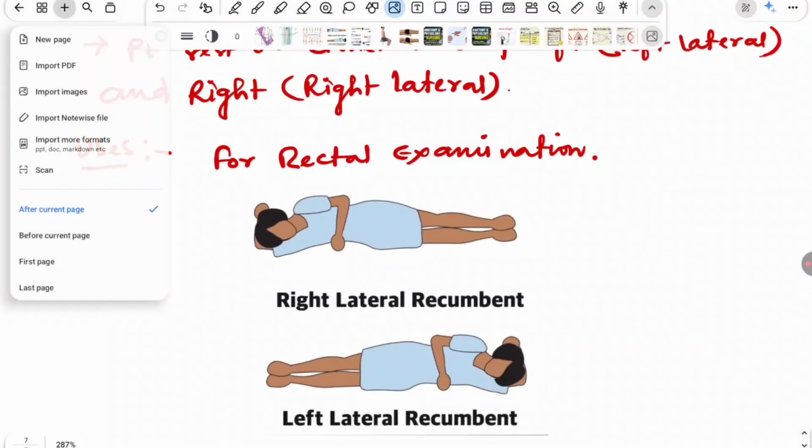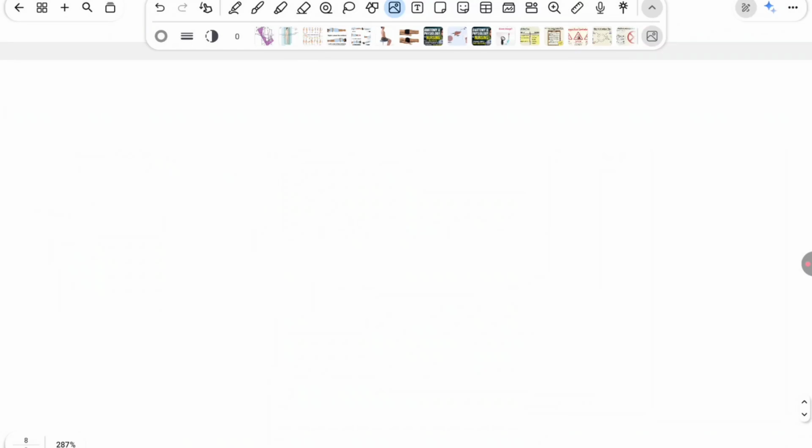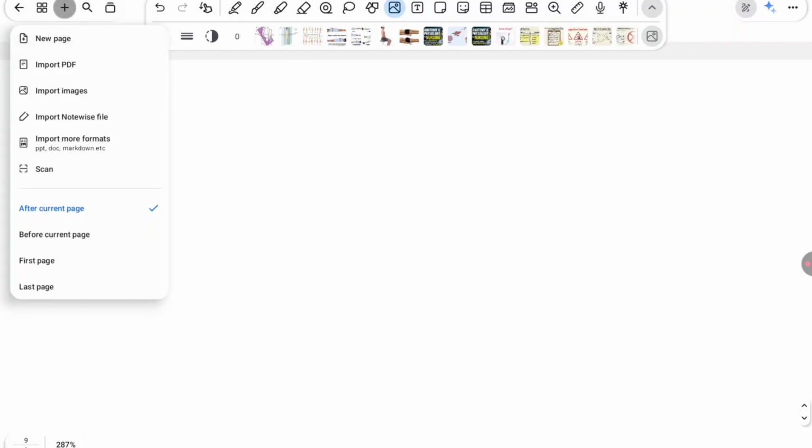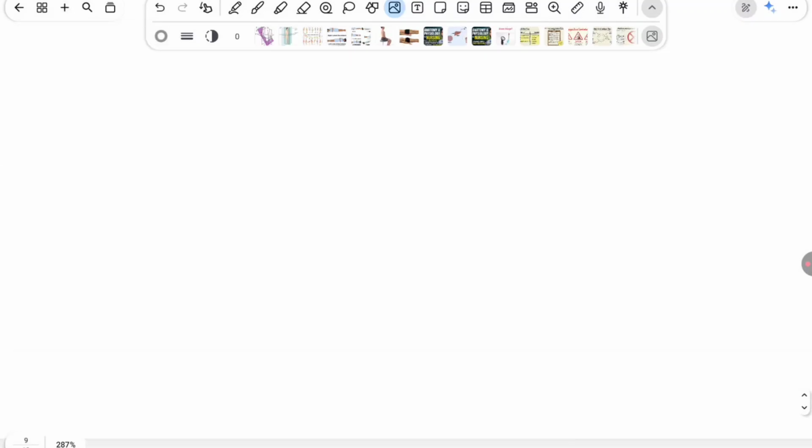Next page. Next we will discuss some terms, anatomical terms.